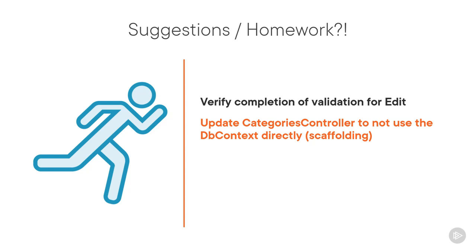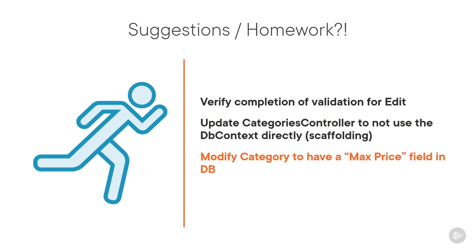We also scaffolded out a categories controller, and earlier in the course we pointed out the shortcomings of the scaffolded code. What's in place does work, but you could update the new controller to not use the DB context directly. Either use the repository or a logic type class that in turn uses the repository. You could also update the category object and table in the database to have a max price property that would drive the validation rule a little bit more dynamically. All of this is optional, but would provide great opportunities for practice and leveraging the things that we've already gone over.